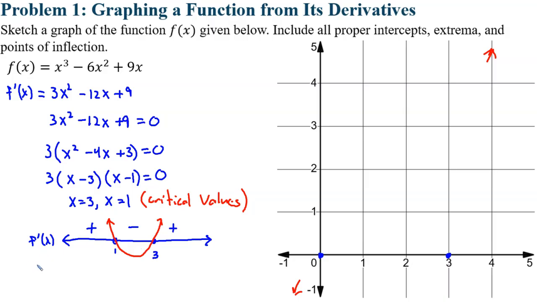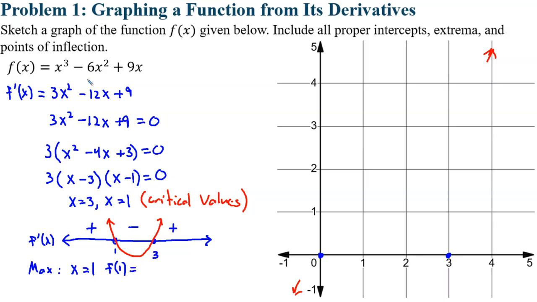All right, so what we're going to have then is a maximum value at x equals 1, because my graph is going to go from increasing to decreasing when that first derivative goes from positive to negative. So it'll be going up and then switch down. And I can find that actual value by going f of 1.